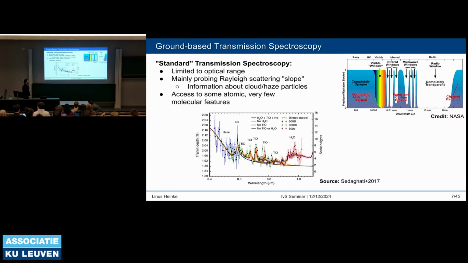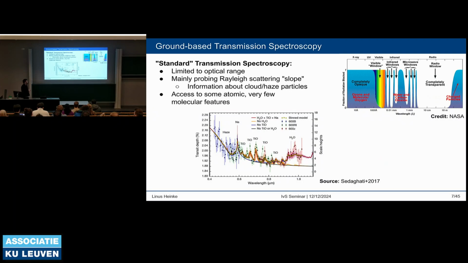Then how can we do this? One way would be, of course, from the ground, but I'm sure as all of you are very well aware, if we want to look at molecules, we want to look in the infrared, and the infrared is not really well accessible from the ground because there's an entire atmosphere in between. But we can do standard transmission spectroscopy from the ground in the visual range and up to the beginning of the infrared. And there we can learn stuff from that already.